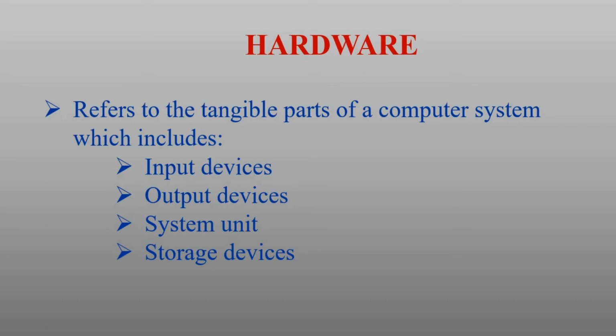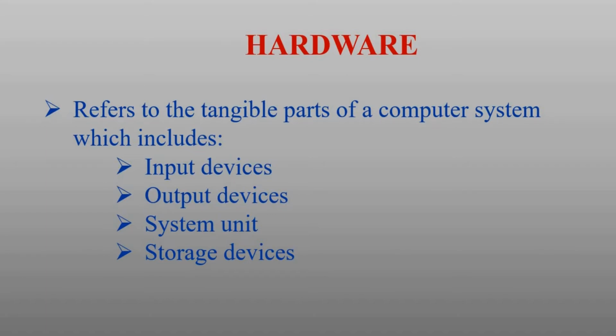computers and their types. Let's move on to hardware and software. Hardware is nothing but the parts of your computer system, which include input devices, output devices, system unit and storage devices. So hardware can be a device or a part associated with your computer.